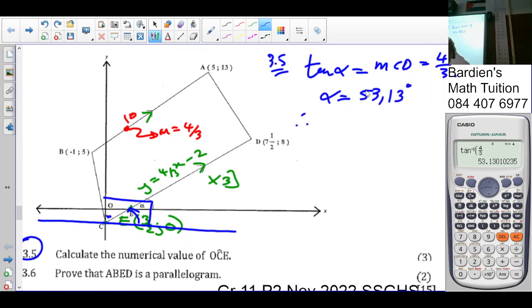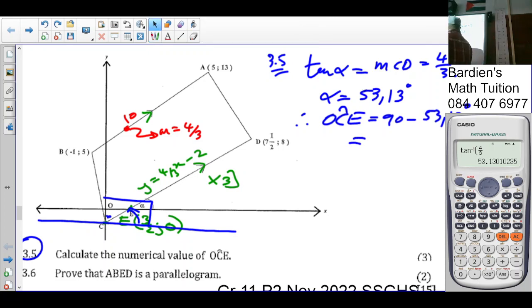So therefore, OCE is going to be 90 degrees minus 53,13. 90 minus 53,13 gives us 36,87 degrees.